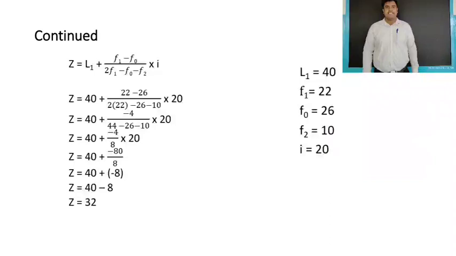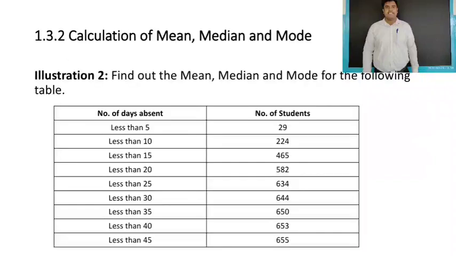L1 refers to the lower limit of the mode class. F1 refers to the frequency of the modal class. F0 refers to the frequency of the class preceding the modal class. F2 refers to the frequency of the class succeeding the modal class, and I refers to the class interval. So when I substitute the values, finally I get mode is equal to 32.